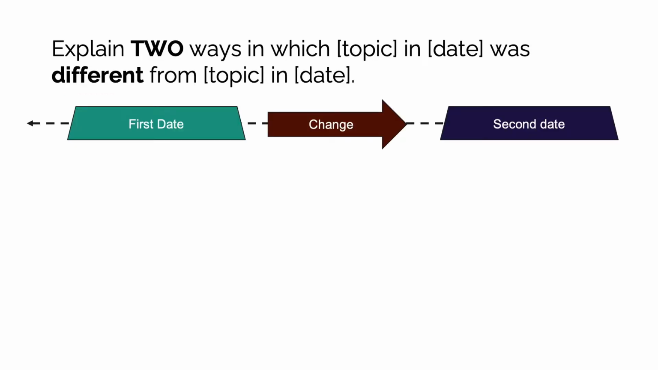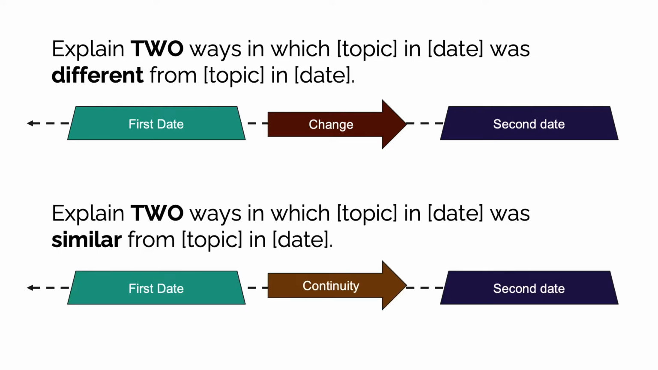When we looked at the marking scheme, we essentially talked about second-order concepts, which were that analysis. For a question that says, explain 2 ways in which the topic is different from one date to another, more than likely you're going to be using that change second-order concept in order to show the difference. However, if you are looking at a similarity, then you would be using the continuity second-order concept. So this is something that you can think about as you apply this to your analysis.